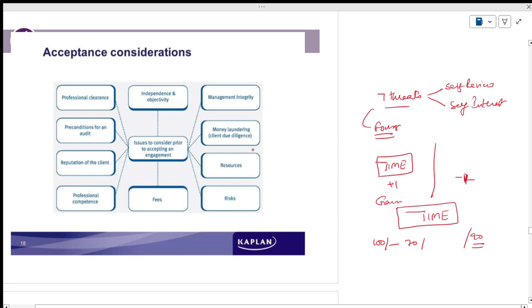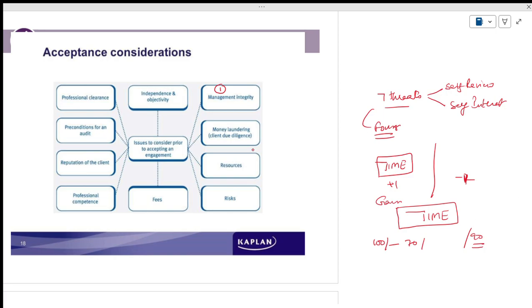Issues to consider prior to accepting an engagement from the auditor's point of view. What are the things you should take into consideration before we accept an offer from the client? Next, once we are talking about management, I'm not saying these are the sequence. I'm just putting numbers for our understanding. That's all. There's nothing like that you have to follow this sequence.